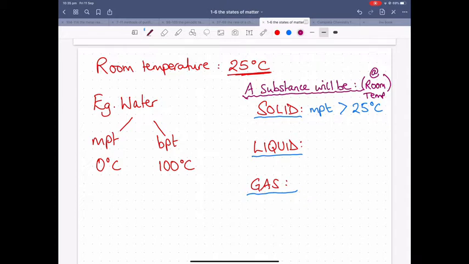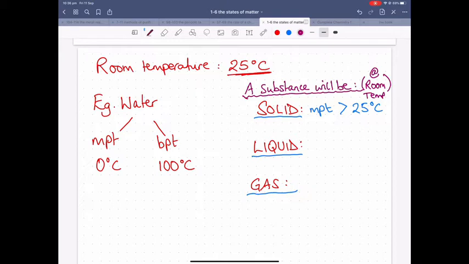A gas when what? If it's a gas, then what do we need to look for in the melting or boiling point? Its boiling point is going to be less than 25 degrees C. For example, let's say a substance has a boiling point of 24 degrees C. Then at 25 degrees C, it will already have turned into a gas by boiling at 24 degrees C. So by the time it's 25 degrees C, it will already have boiled and turned into a gas.